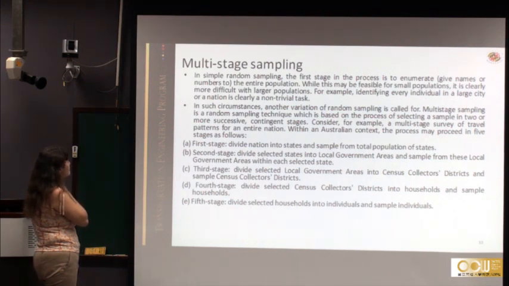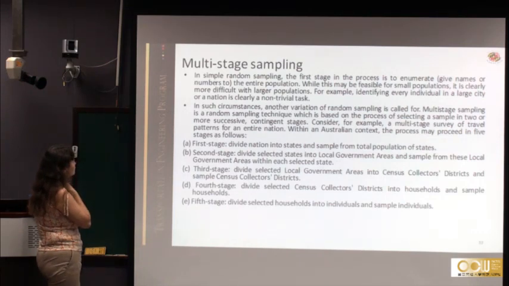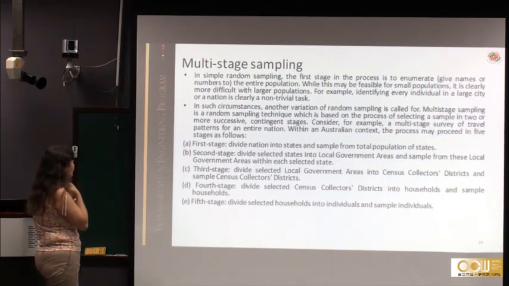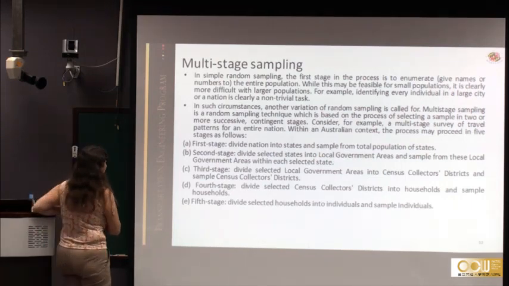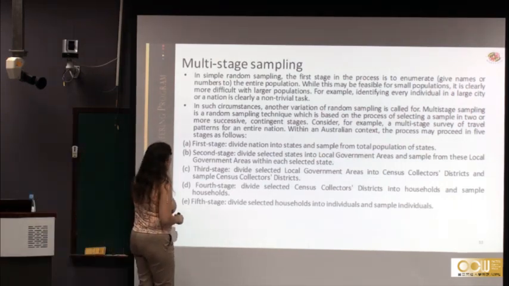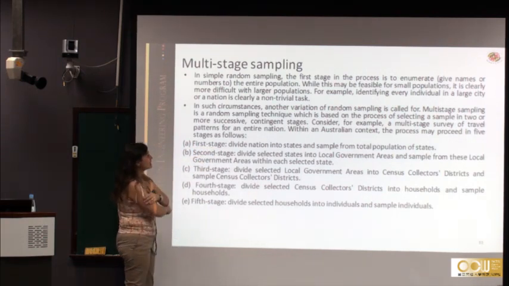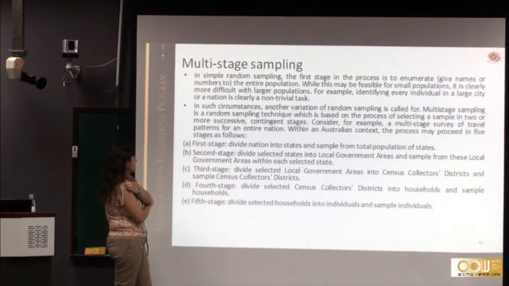And sometimes it is useful to do this kind of sampling on a geographical basis. For example, in Australia, in order to sample from the entire population, they have five stages. And in particular, what they do is, and I think we do the same also in the United States. So the first stage is they divide the nation into states and sample from the total population of states.